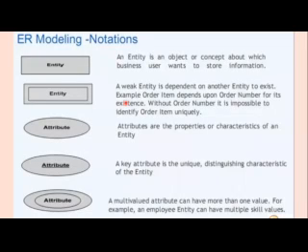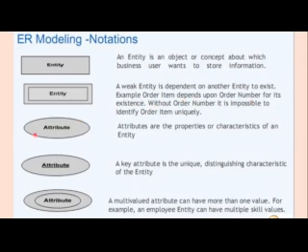Then the ER model. Before seeing the example, you can understand ER modeling with the notations. Here an entity is there. What is an entity? We can repeat here: it is an object or concept about which a business user wants to store information. An entity has two types: one is called a weak entity, and one more is a strong entity. A weak entity is dependent on another entity to exist. For example, an order item depends upon an order number for its existence.